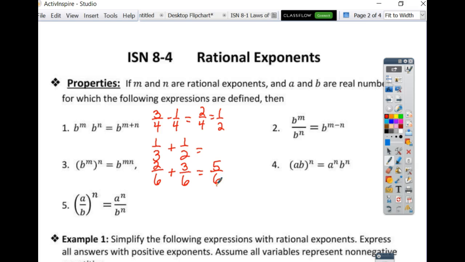Just for the record, adding fractions is a 4th grade skill. If you do not know how to do this, Khan Academy, adding and subtracting fractions, or getting a common denominator.